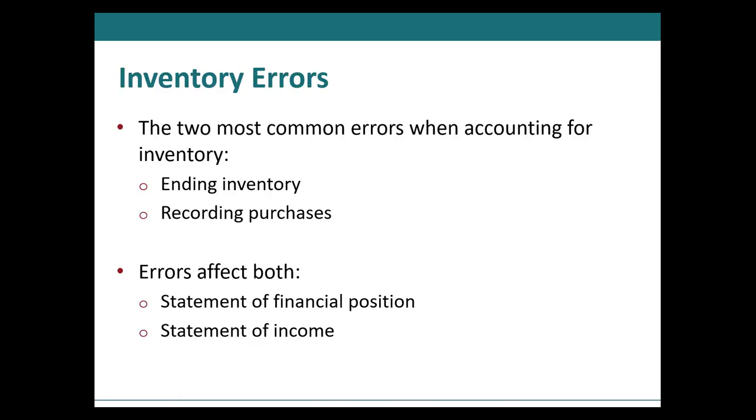The most common errors when accounting for inventory include ending inventory as well as recording purchases. Since inventory is a balance sheet account, and stuff moving out of inventory, that is things that we sell, decreases our inventory and increases our cost of goods sold on the income statement, errors in both of these affect both the statement of financial position, our balance sheet, and our income statement.